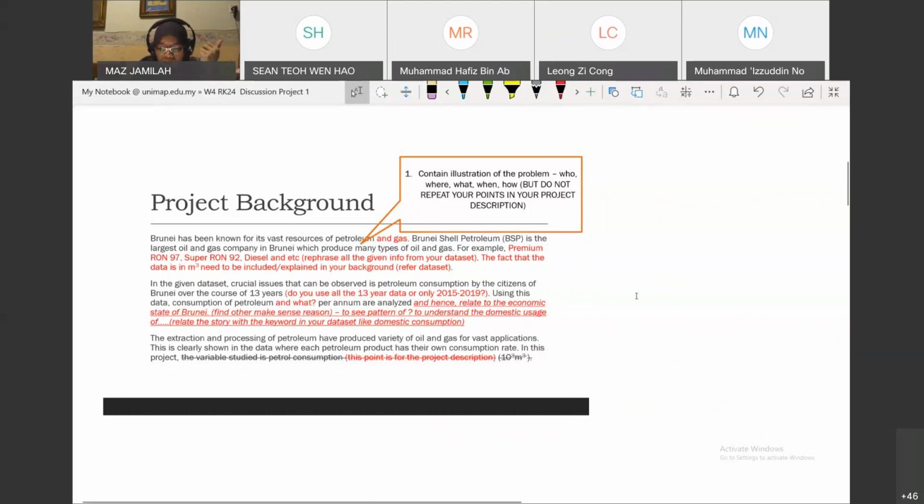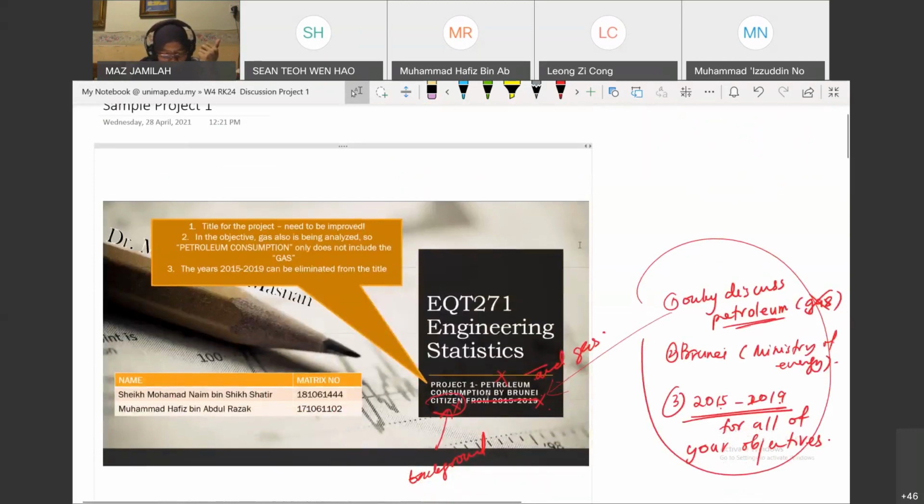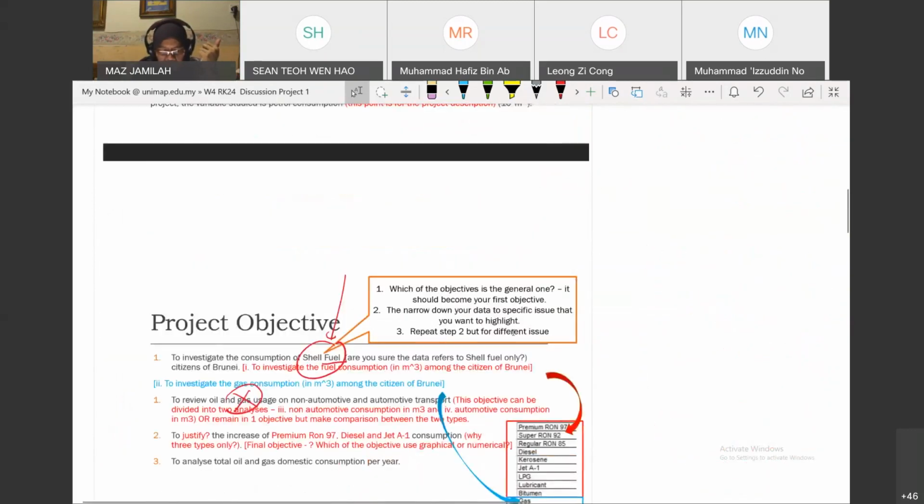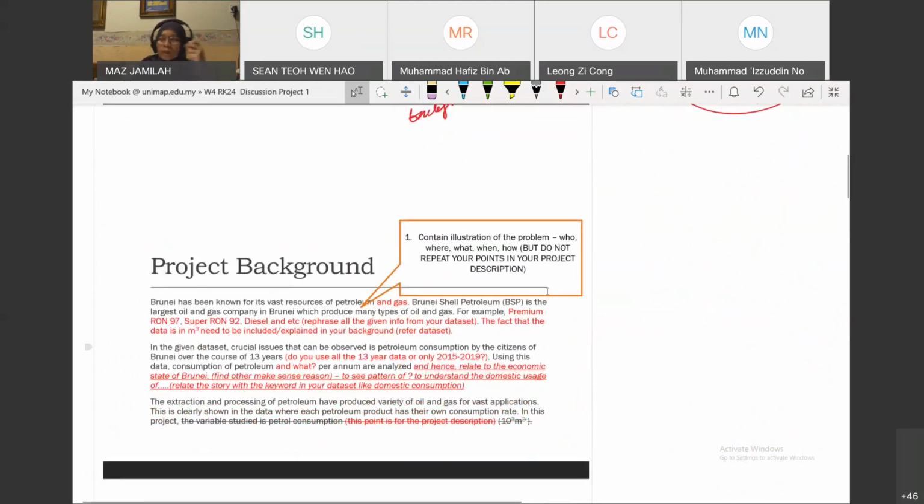It should give you the idea where the investigation is being carried out, for what year. So you can put the years inside your project background. You can mention the petroleum and gas that become your focus in your project, and then you can include the year. So this is the content. This is the year.